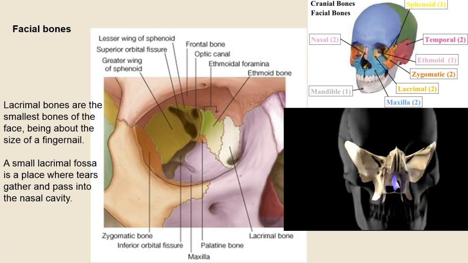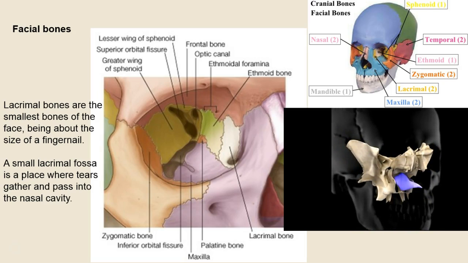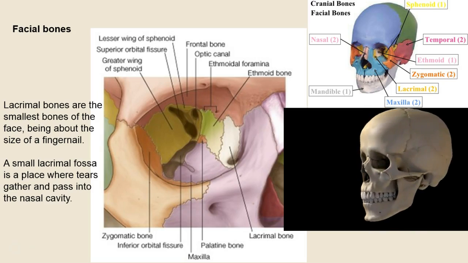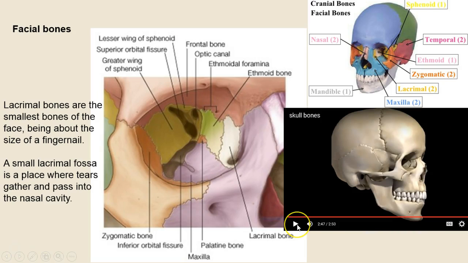There's the vomer. Now the vomer is going to be in the nasal cavity and it forms the bottom part of the septum. And the septum is what keeps your nose right and left side. I mentioned lacrimal bones, and it's about the size of your fingernail. And here it is right there. You can see the fossa there, where some of the tears are going to gather and pass to the nasal cavity.